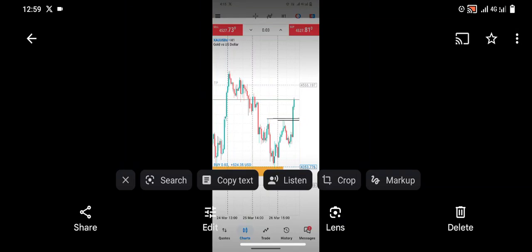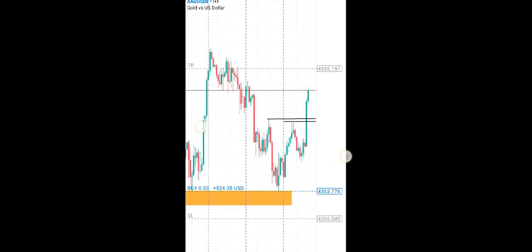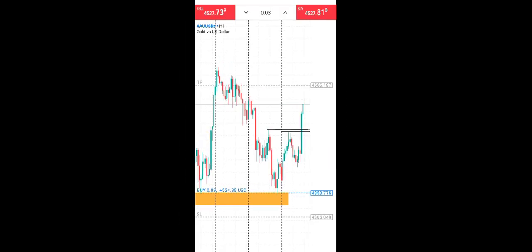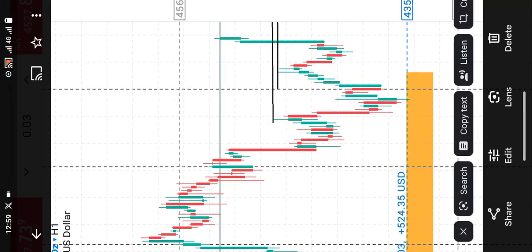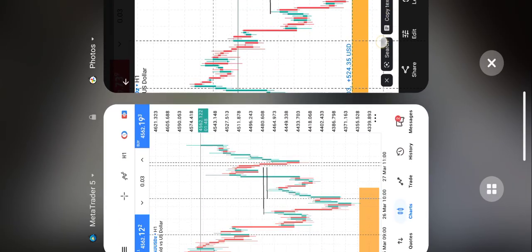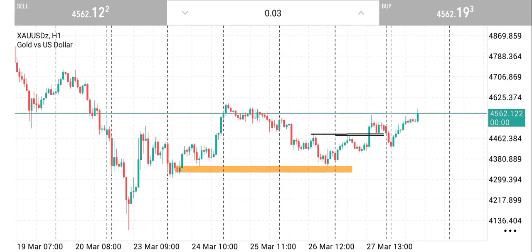Okay, this is how I was able to catch this good buy that happened. So this is how I was able to catch this good buy. Let me show you on MetaTrader 5. So this is good.